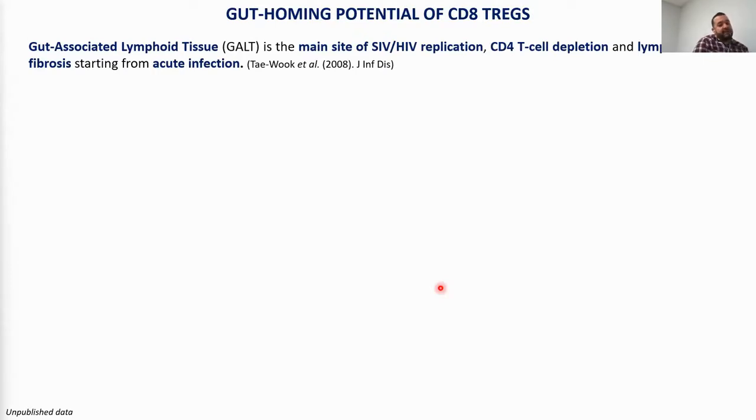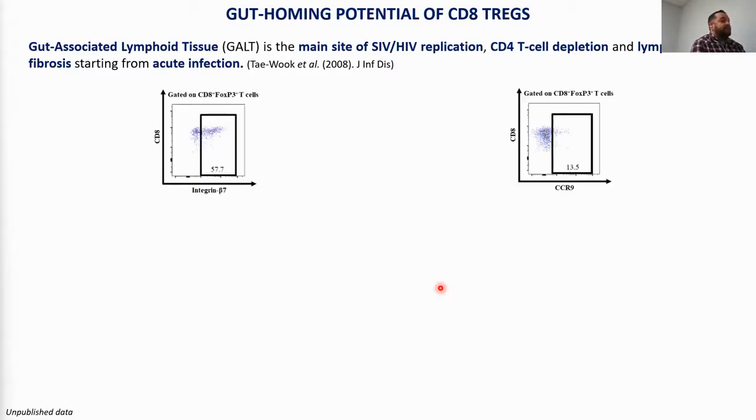As you know, the gut-associated lymphoid tissue, or GALT, is the main site of HIV and SIV replication, CD4 depletion, and lymphoid tissue fibrosis, which start very early during the acute infection. So we wanted to evaluate the potential migration of CD8 Tregs toward the gut.